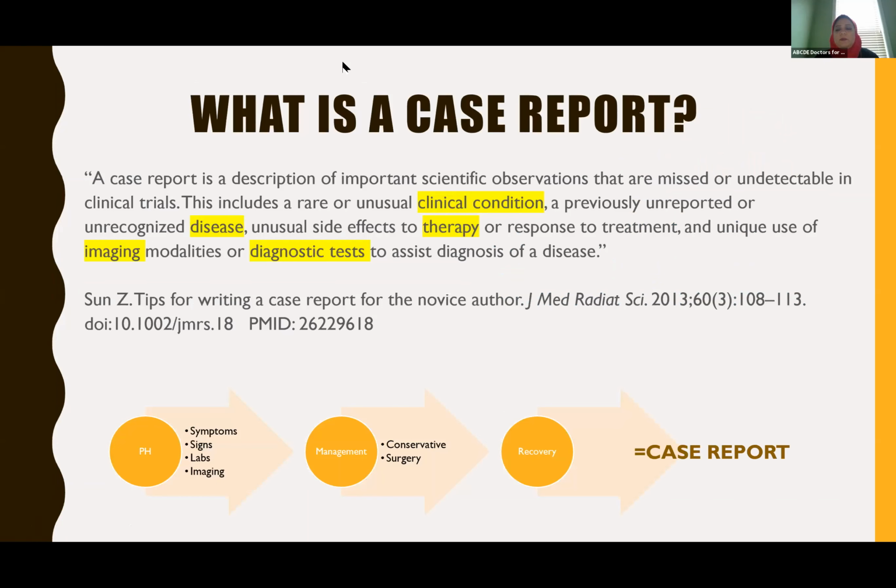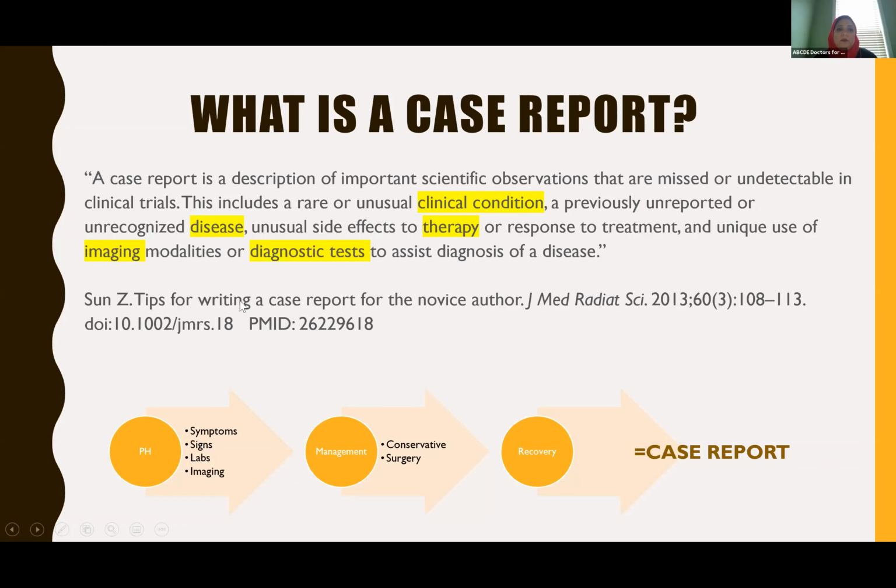What is a case report? Okay, so now let's go down to basics. So what exactly is a case report? I'm trying to put the video section a little bit away from the slides so it doesn't cover anything, but okay, here. So a case report is a description of an important scientific observation that is missed or undetectable in clinical trials. This includes either a rare or unusual clinical condition, a previously unreported, unrecognized disease, unusual side effect of therapy, response to treatment, or a unique use of imaging or diagnostic tests.